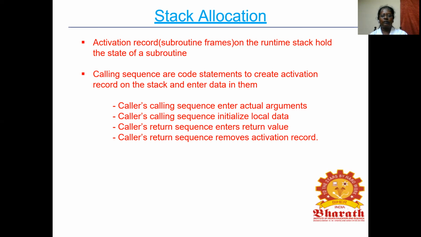So in this calling sequence, the code statement creates the record, initializes local data, enters the return value, and removes the activation record. This is stack allocation at runtime. The stack, as we have already discussed, holds the state of a subroutine. A subroutine is nothing but a sub function or a procedure, so when the procedure starts, the activation begins.